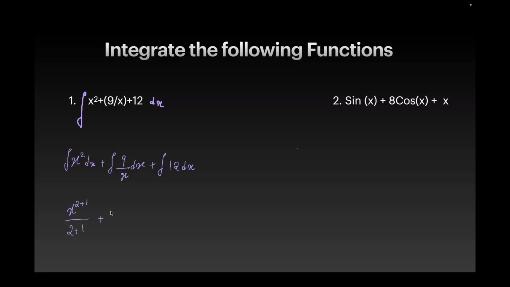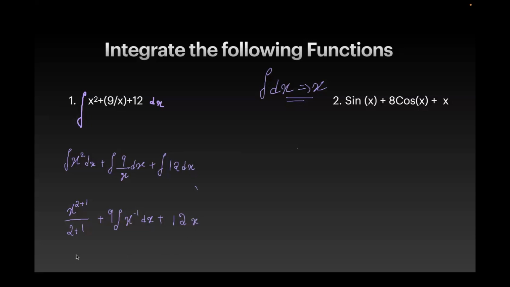Plus 9 is a constant, take it out of the integration. Integral 1 by x is integral x power minus 1 dx. Here, take 12 common. Integral of dx is x. Remember this: integral of dx is nothing but x. So I'll write it directly, and I will write c at the last.